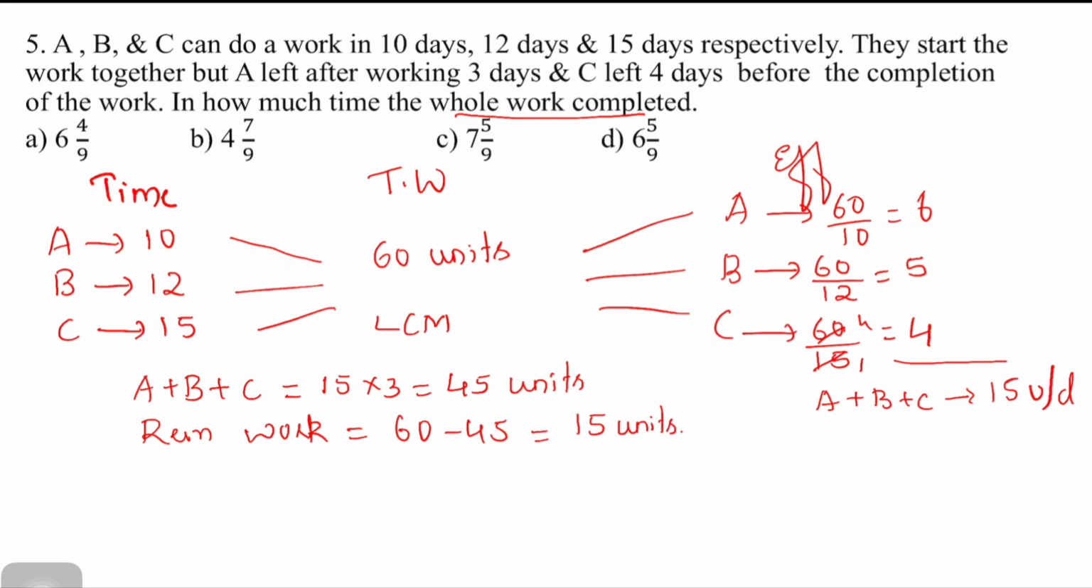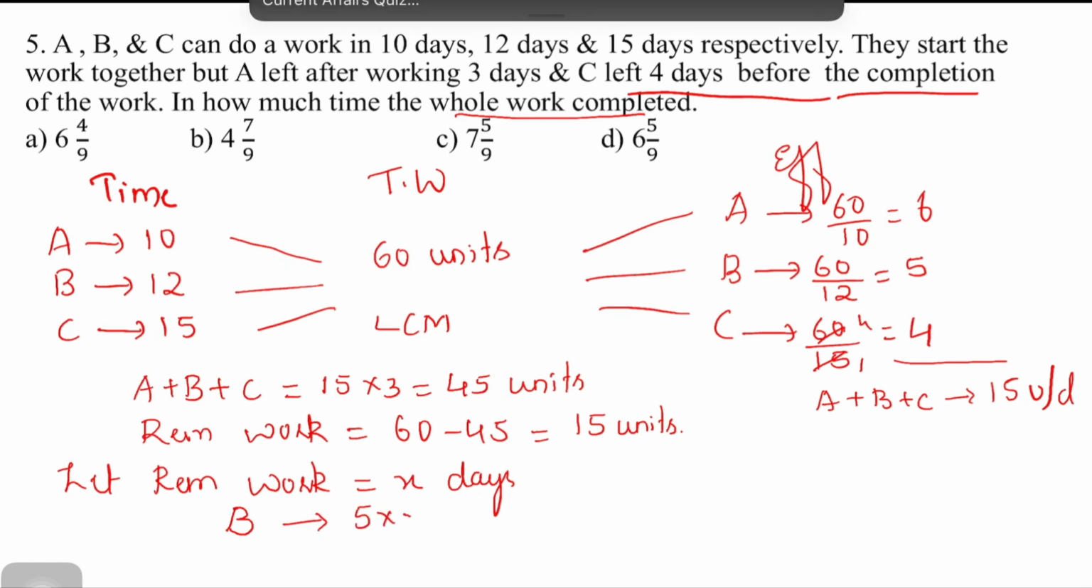And C left 4 days before the completion of the work. So in how much time is the whole work completed? Okay, C left 4 days before the completion. We don't know for how many days the work is completed, isn't it? But C left 4 days before the completion of the work. So let the remaining work be completed in X days. If the remaining work was completed in X days, then how many days did B work?